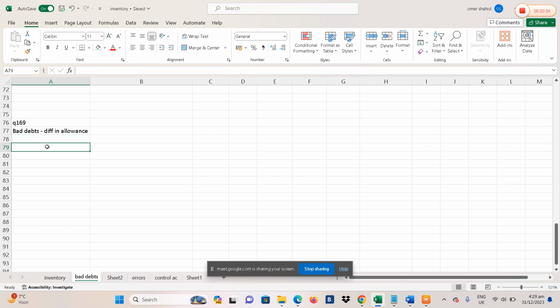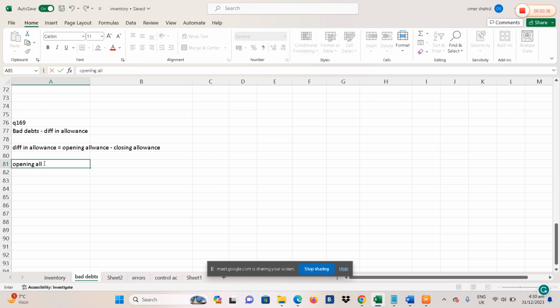And what is the formula for difference in allowance? As we discussed earlier, the formula for difference in allowance is opening allowance minus closing allowance. So simply we need to apply this formula now. First of all, let's see in the question what is the amount of opening allowance and what is the amount of closing allowance.